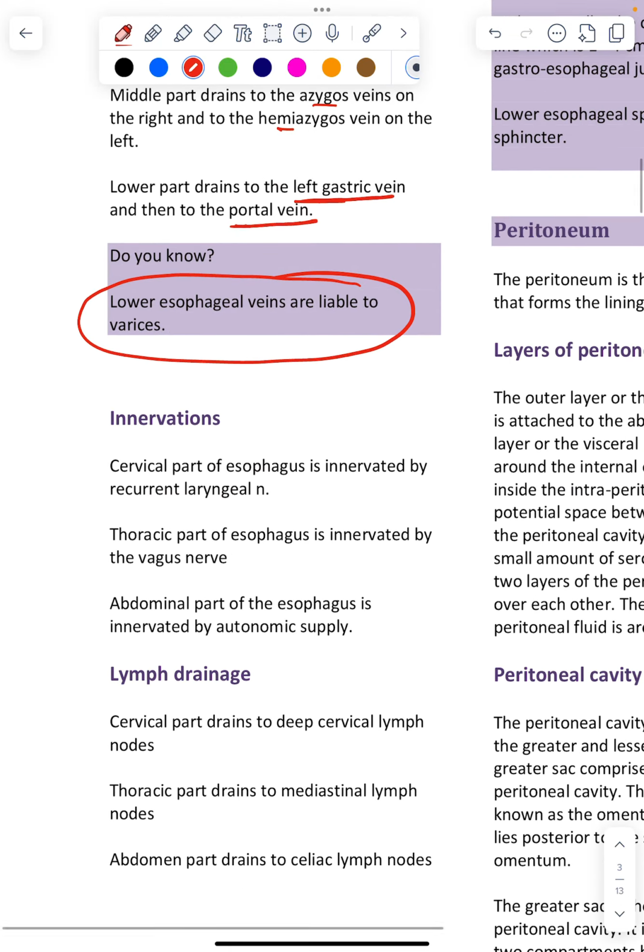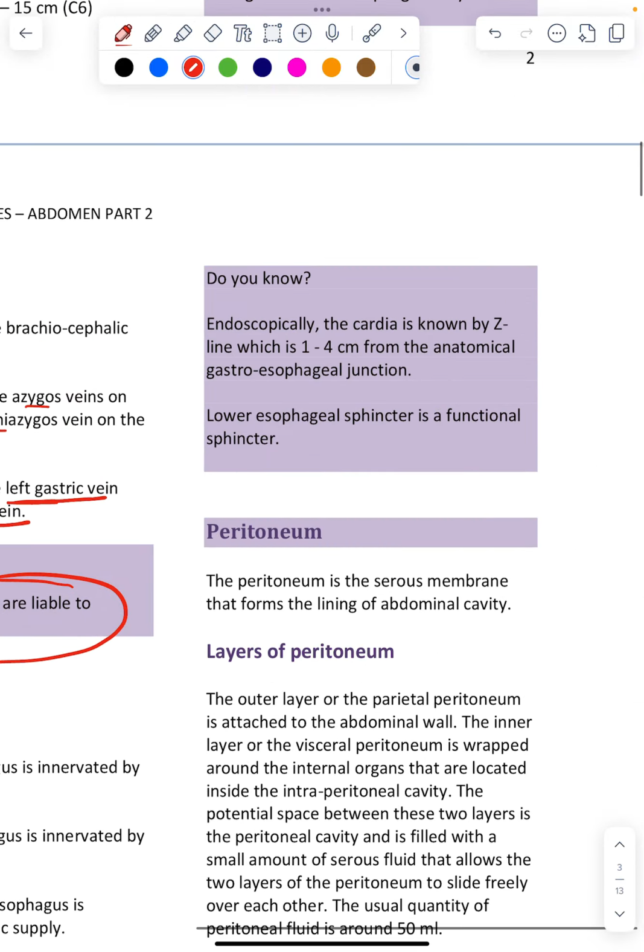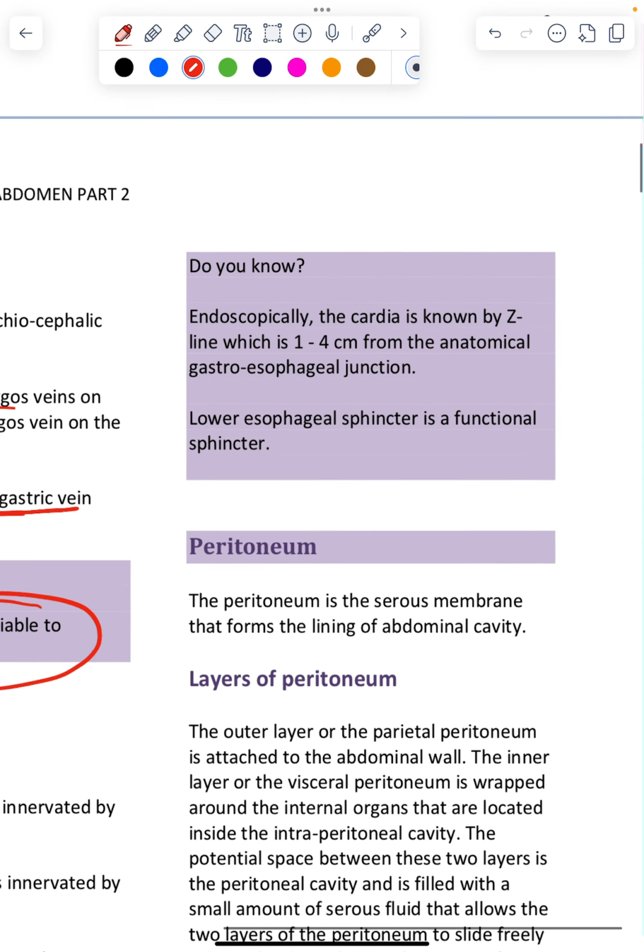Cervical part is innervated by recurrent laryngeal, thoracic part by the vagus, innervated by autonomic. Lymphatic drainage is also important. Question: cervical part goes to deep cervical, thoracic part to mediastinal, abdominal part to celiac group of lymph nodes. Endoscopically, cardia is known by the Z line, which is 1 to 4 centimeter from the anatomical gastroesophageal junction.